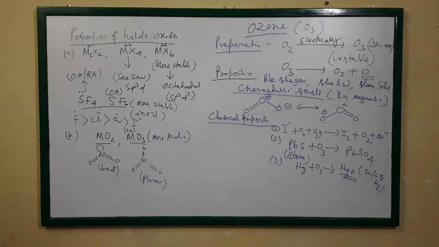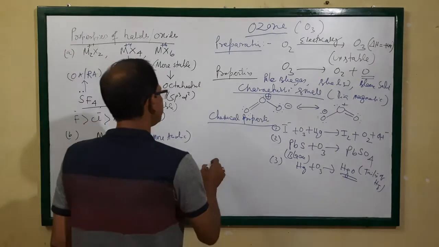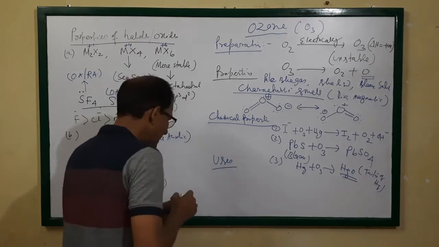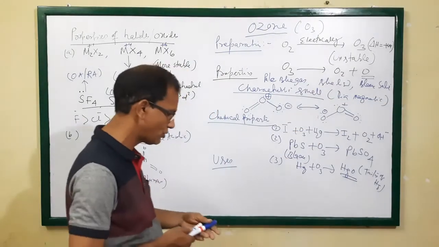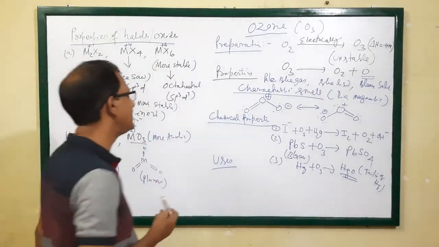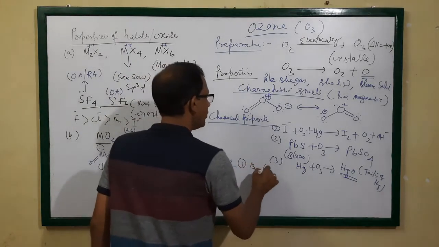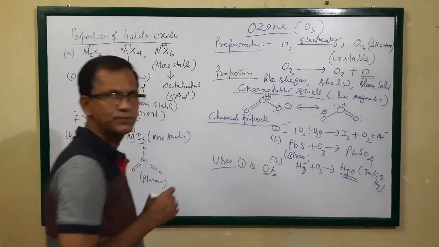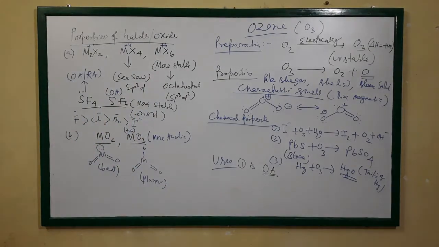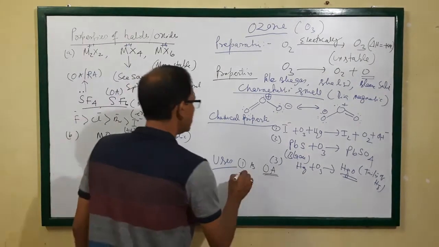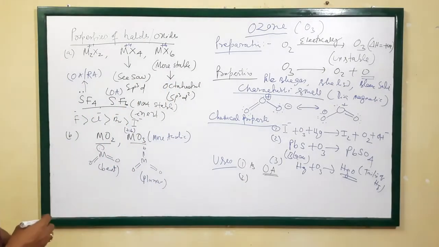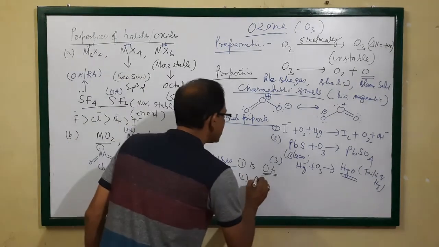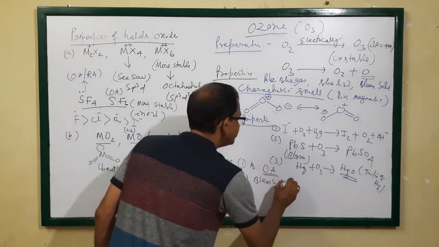Then what are the uses of ozone? As it has oxidizing property, it produces atomic oxygen when it undergoes dissociation. So its important role is as an oxidizing agent. In different chemical reactions, it can be used as an oxidizing agent. The second use, due to this oxidizing property, is its bleaching action.